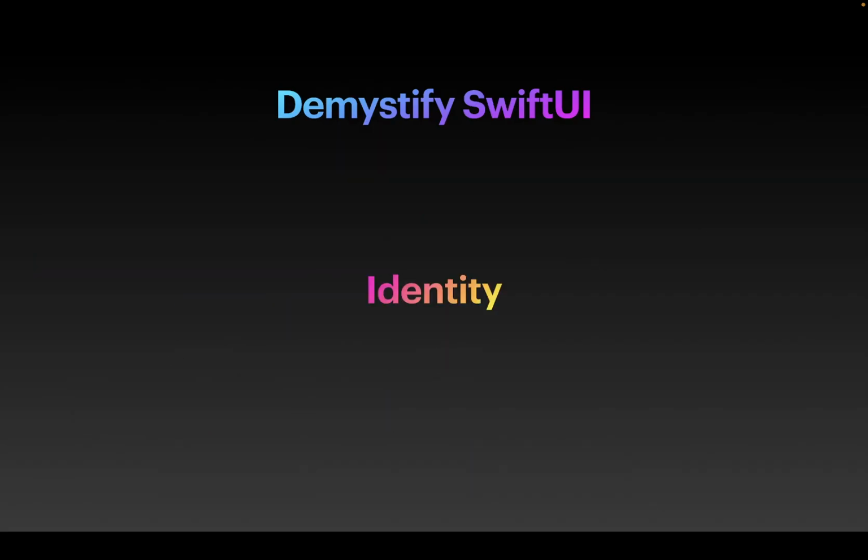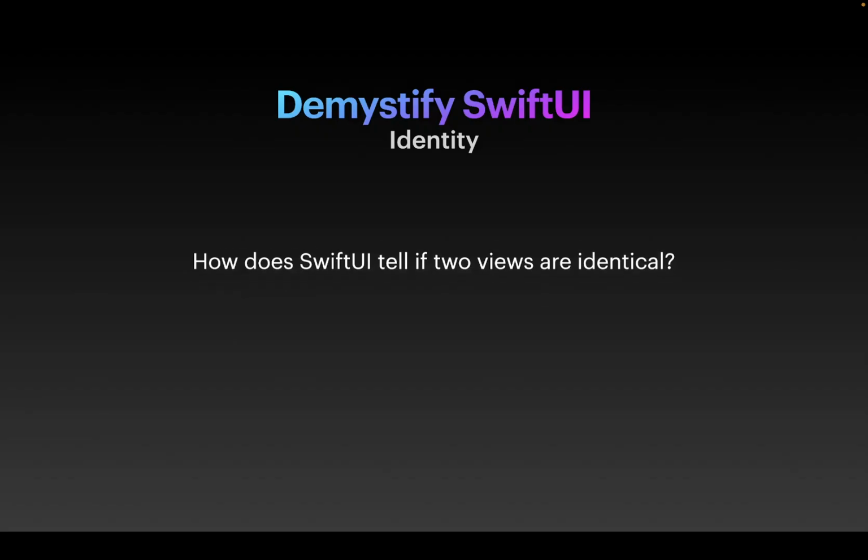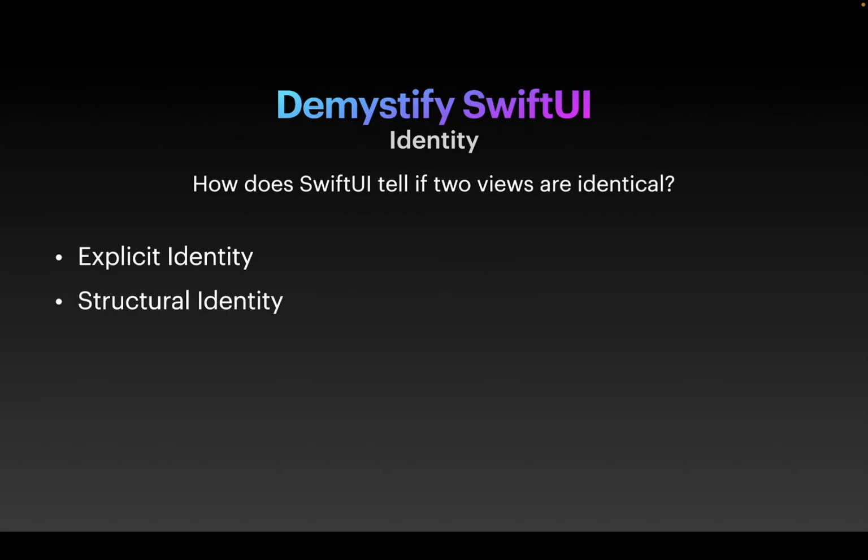Okay, now let's get to identity. Identity is quite important in SwiftUI because it can be used to optimize the performance of the UI redraw process, and it can help SwiftUI animate things. So let's take a look at how SwiftUI tells if two views are identical or not. Of course, it uses some identity to identify the views.